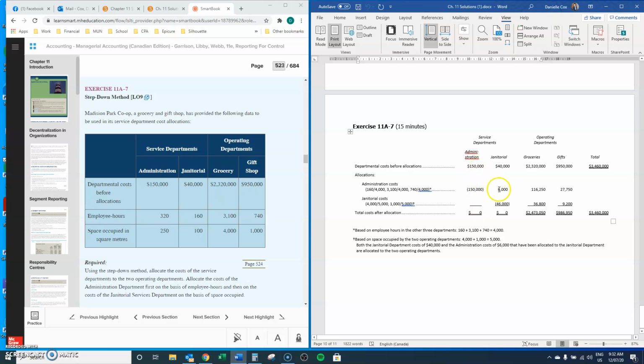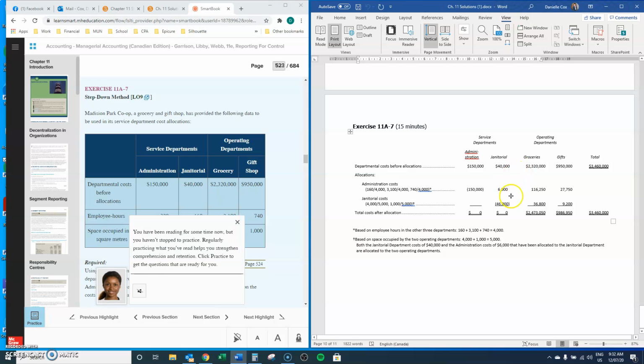So administration's done. Now we have 46,000 and we're allocating it on space. 4,000 for grocery and 1,000 for gift shop, so a total of 5,000. So 4,000 divided by 5,000 for grocery, multiplied by the 46,000 gives us 36,800. 1,000 divided by 5,000 gives the percentage for gifts, and you multiply that by the 46,000, which gives 9,200. So now we've allocated all of the janitorial costs, which are now 0, to groceries and gifts.